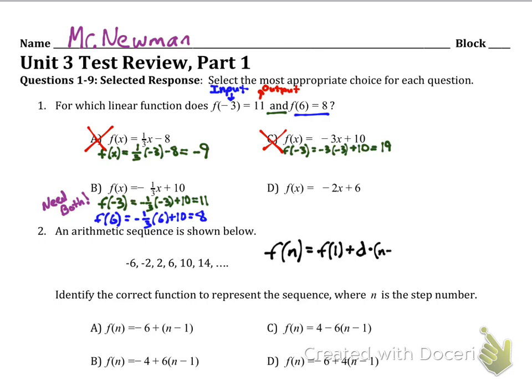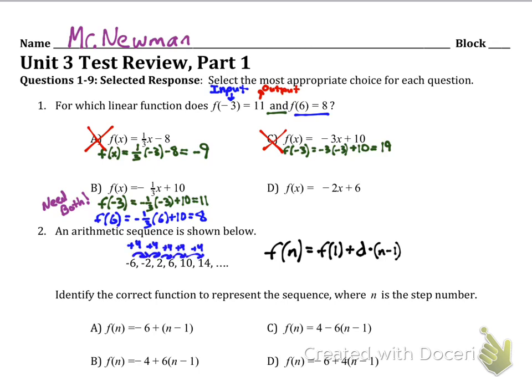Next, an arithmetic sequence is shown below. You need to have this formula memorized. If you've forgotten it, memorize it again, because this will help you figure out the answer. You can also do this by plotting the points on a table or a graph and finding f of 0 and using y equals mx plus b. But for this video, I'm going to show you how to use the formula.